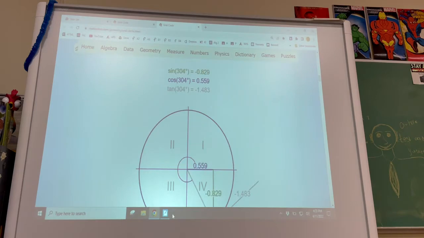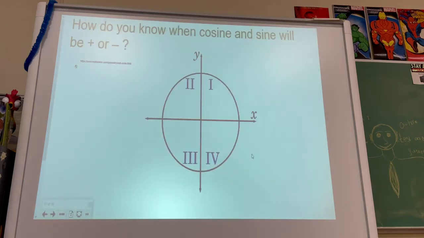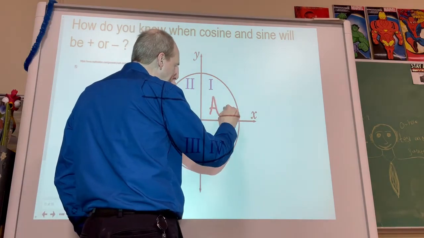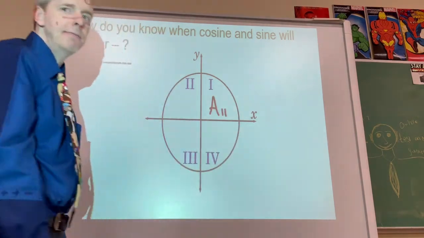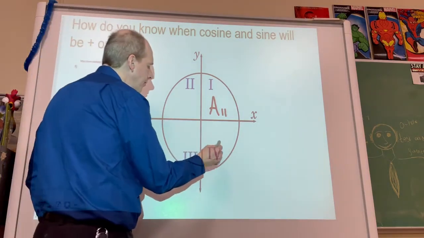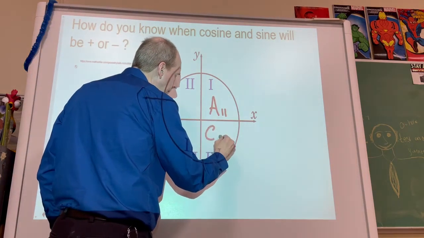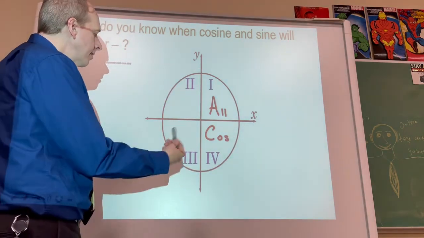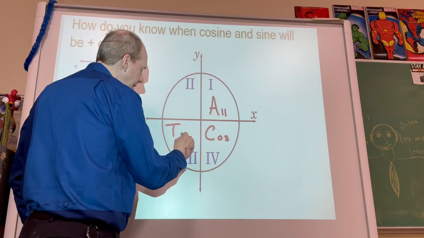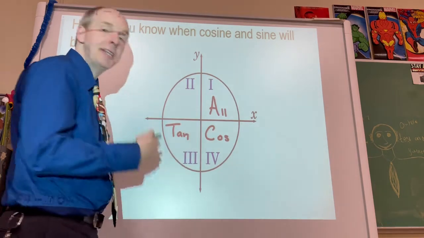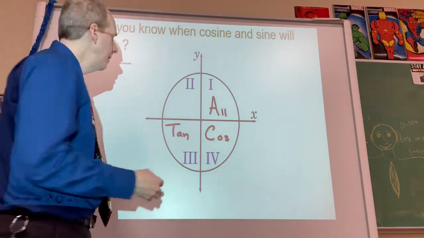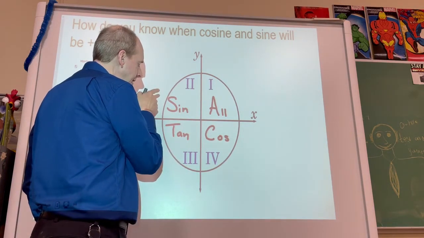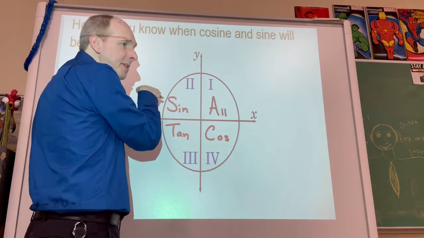So, what's an easy way to remember that? In quadrant 1, all your functions are positive. In quadrant 4, only cosine is positive. In quadrant 3, only tangent is positive. That means sine and cosine are negative. And in quadrant 2, only sine is positive. So that means cosine and tangent would be negative, but sine's positive.